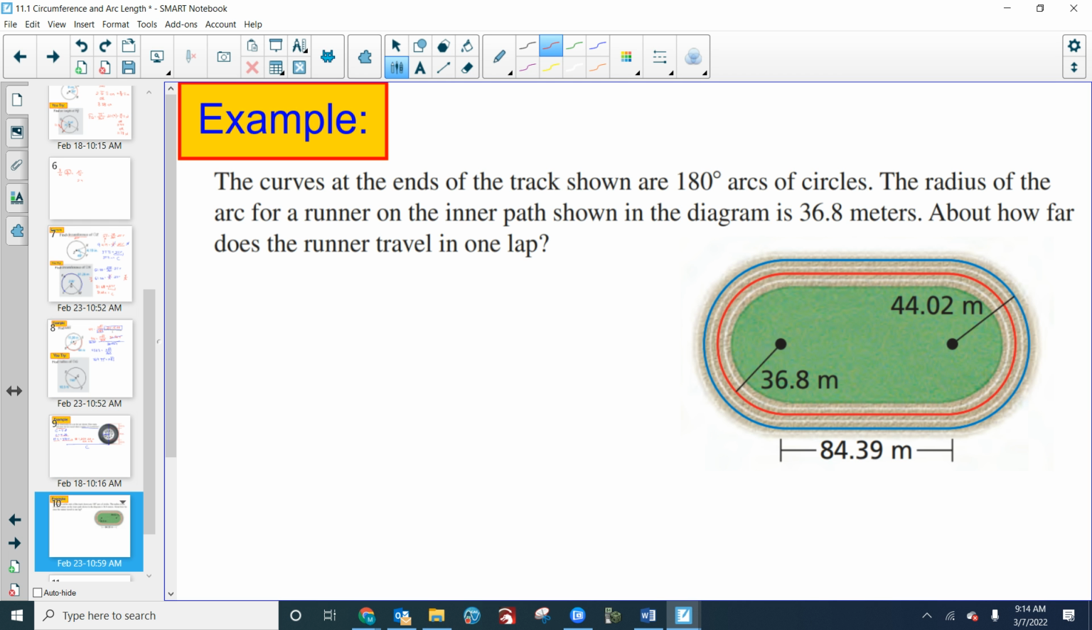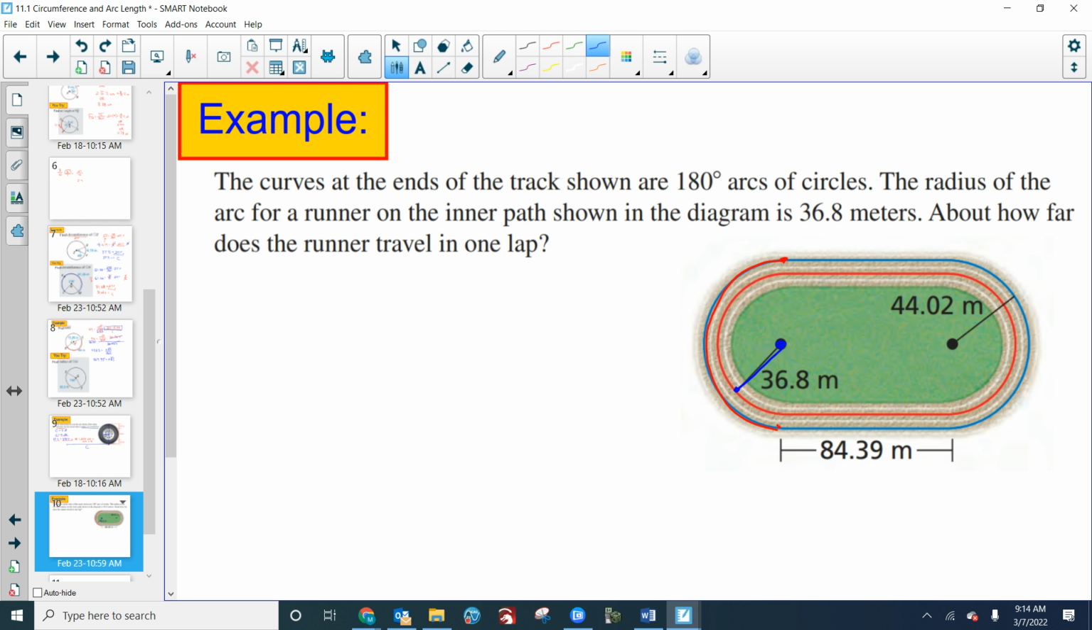All right, the curves at the end of the arcs shown are 180-degree arcs of circles. So this to this would be 180 degrees, okay? The radius of the arc for a runner on the inner path shown is 36.8. From here, this is the arc for the inner runner. About how far does the runner travel in one lap? Okay. We're going to run out of time for this one.